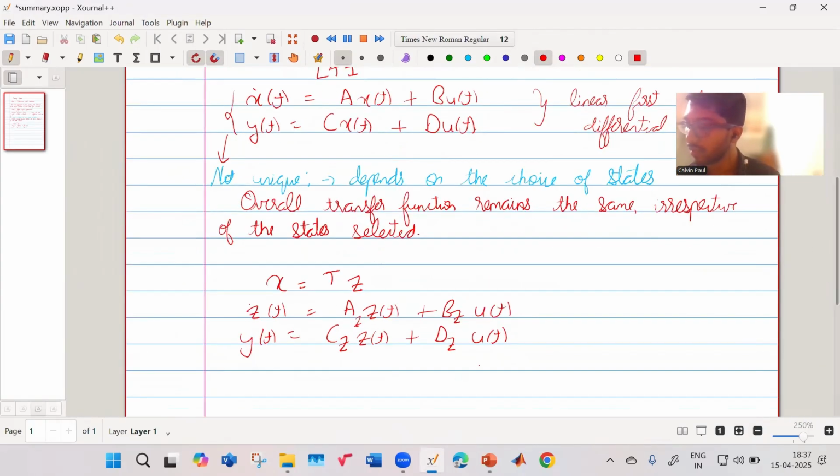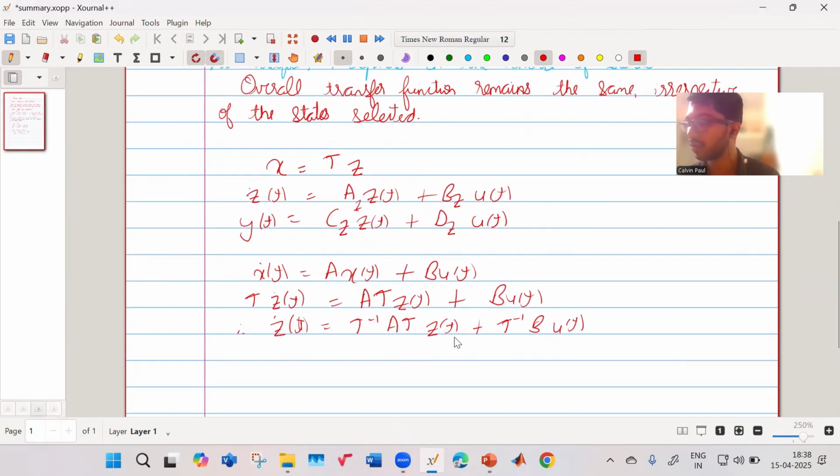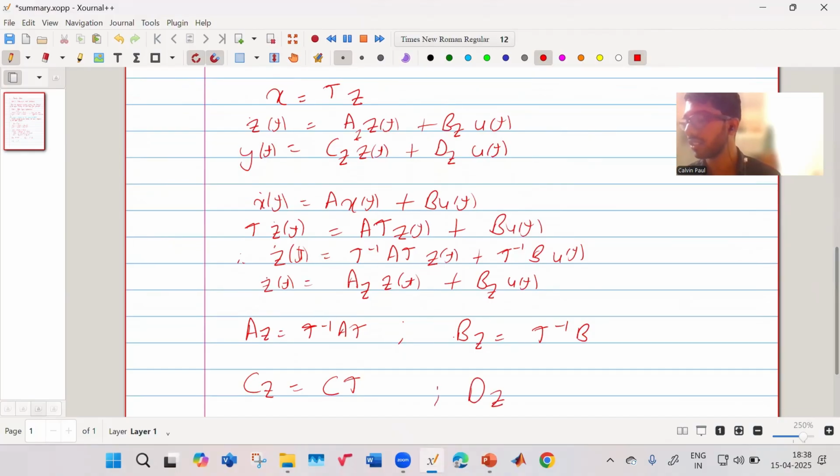We have x dot of t is A x of t plus B u of t. We will put x equal to T z, so T z dot of t is A T z of t plus B u of t. Therefore, z dot of t is equal to T inverse A T z of t plus T inverse B u of t. So we get z dot of t is equal to A_z z of t plus B_z u of t. So A_z is equal to T inverse A T and B_z is T inverse B. Similarly, you will get C_z equal to C T, and D_z remains as it is, D_z is equal to D.